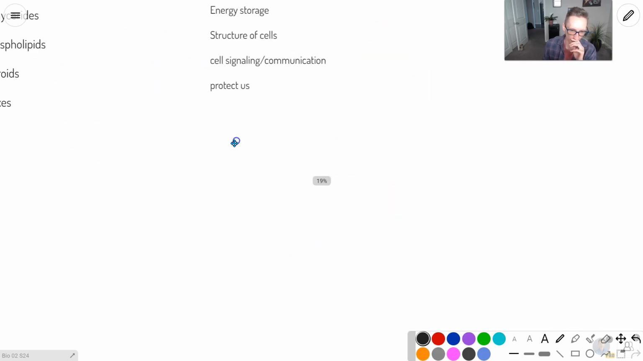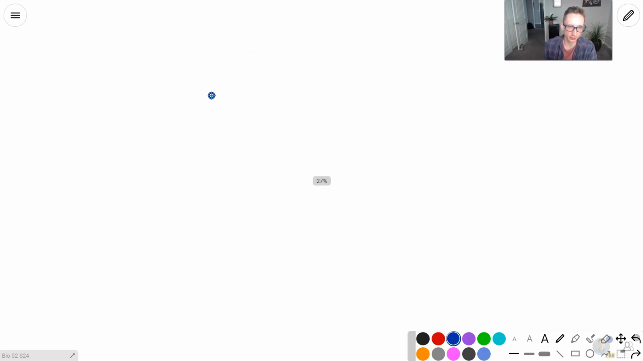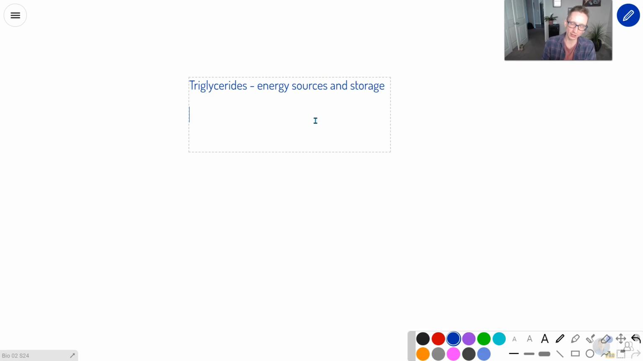All right, so now let's go through the different types of lipids. We'll just do that in blue. Some different types would be triglycerides. These are mostly going to be energy sources and storage. Very highly calorically dense, and you'll see why.